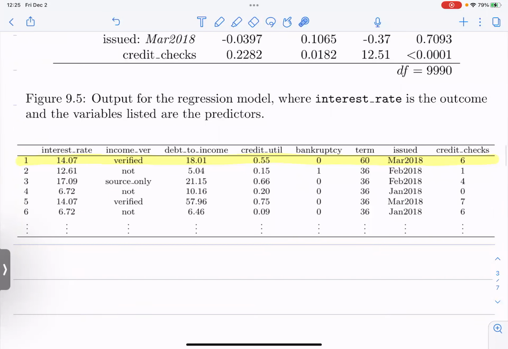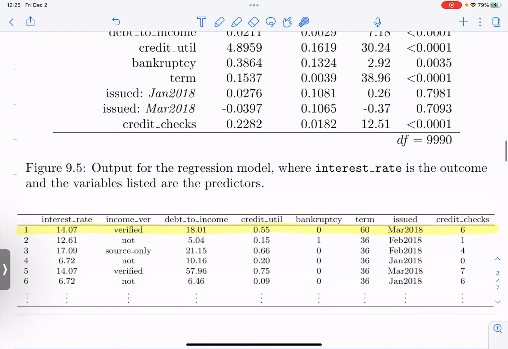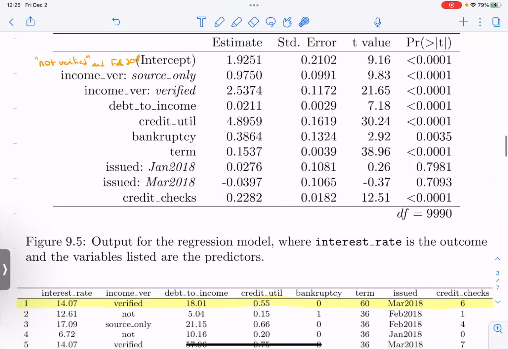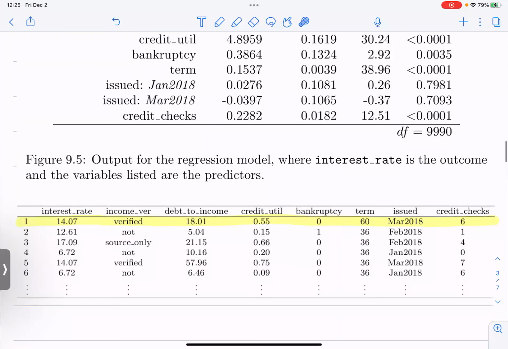Why did I choose the first observation? Because I want the verification variable to be something other than not verified, just to show how it works. In this case, it is verified, so it'd be here, right? And then the issue date, I would want it to be something other than February, so it's not the jumping off point, but we can play around with it. So what we do, we know the interest rate. This is the observed value of y.